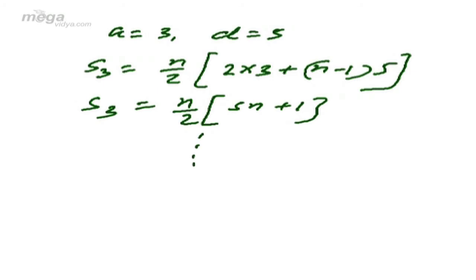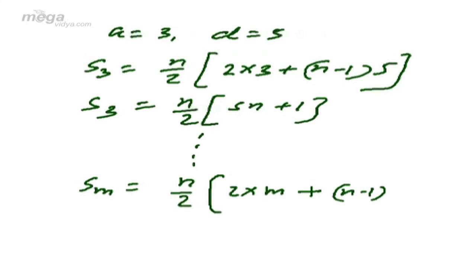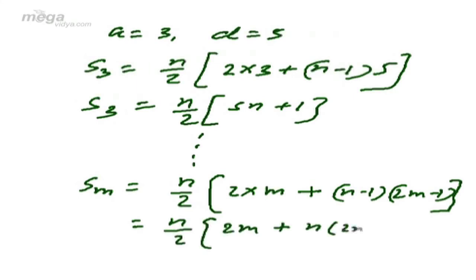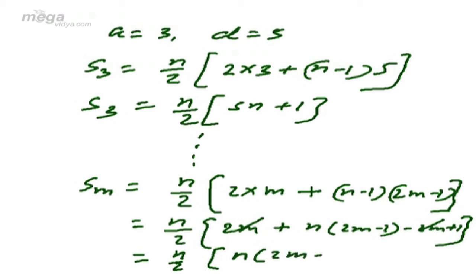Similarly, you can find Sm. In this AP, the number of terms is also n. Therefore, n by 2 into (2a, but the value of a is given as m, plus n minus 1 into the difference, which is 2m minus 1). It becomes n by 2 into (2m plus n into (2m minus 1) minus 2m plus 1). Then 2m and 2m get cancelled. It becomes n by 2 into (n into (2m minus 1) plus 1). These are the values of S1, S2, S3 and up to Sm.